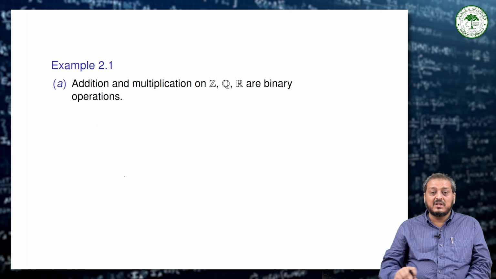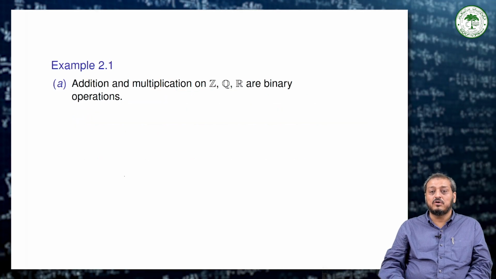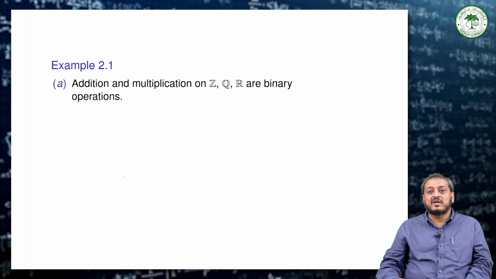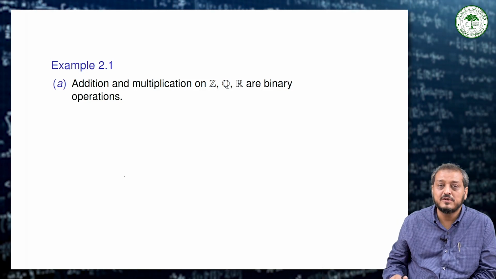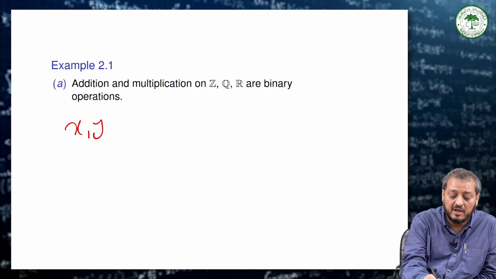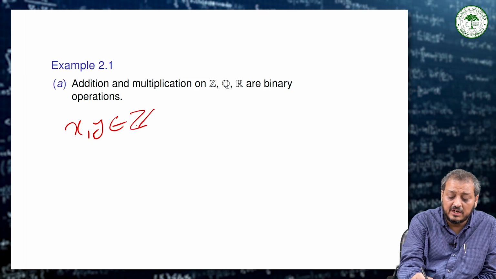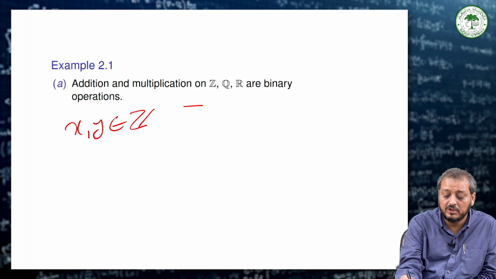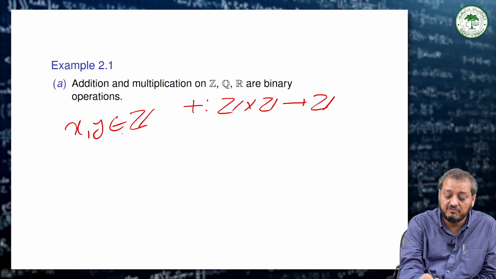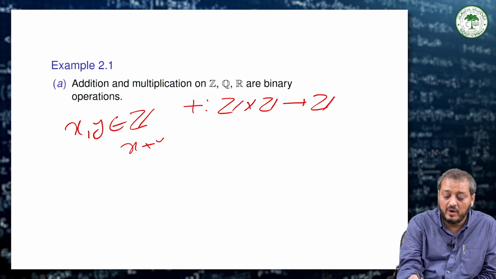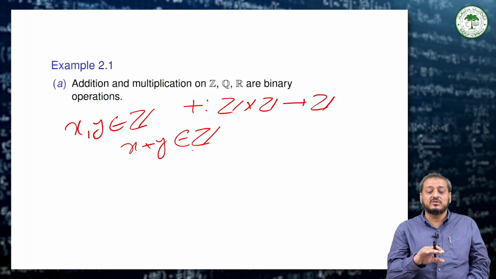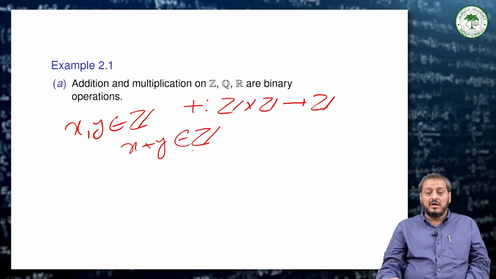Let us begin with examples. Addition and multiplication on the set of integers, the set of rational numbers, the set of real numbers, or the set of complex numbers are examples of binary operations. For example, if x and y are elements of the set of integers, then addition is a mapping from Z cross Z to Z. Clearly x plus y gives a unique integer which also belongs to Z, so it is well defined and closed. So clearly, under addition, this is a binary operation.